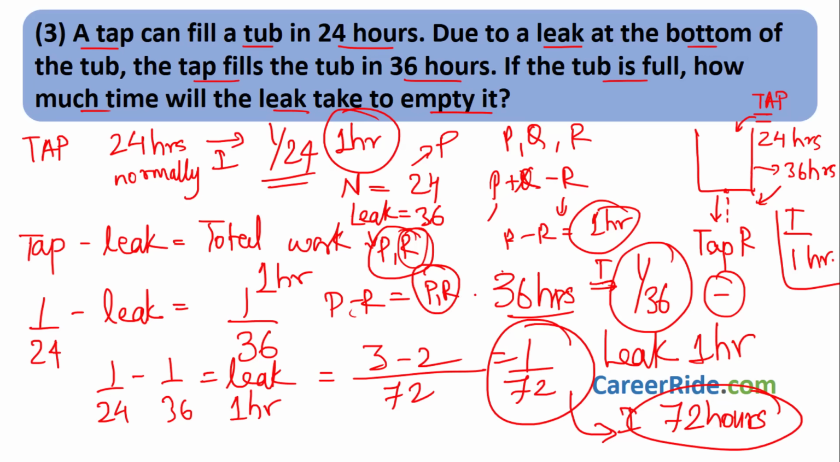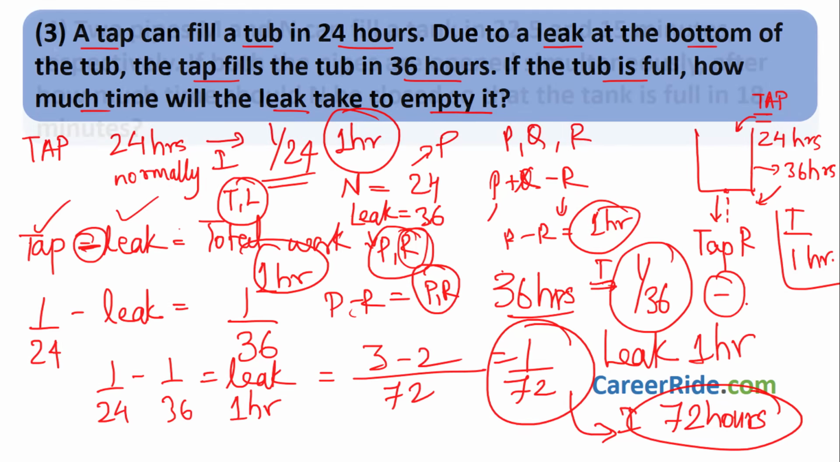So we simply subtract. This is the same thing we did over here, work done by tap plus work done by leak. Since work done by leak is nothing but emptying the tank, we took minus. That is nothing but the work done by the tap and the leak together in 1 hour. We found out we got 72 hours. See, very easy. This is similar to the previous sum only. There is nothing to it, only the words are a bit different.